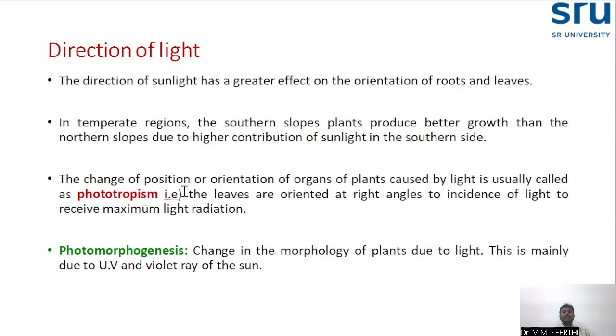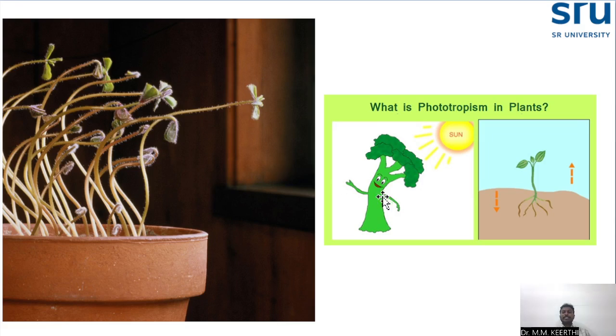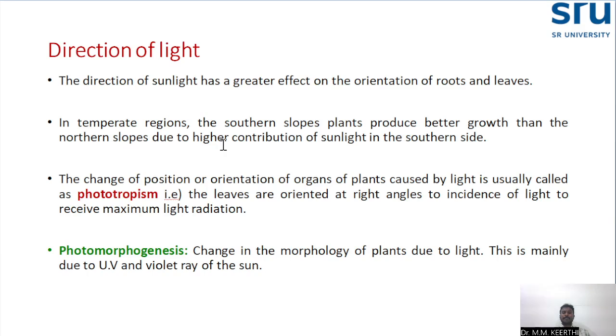Phototropism is the change of position or orientation of the organs of plants caused by light. You see this picture, you can easily understand these graphical pictures. The plant leaves are towards the sunlight. Where the sun is, they will move towards the sunlight, to get maximum sunlight, in the direction of the sunlight. So that is called phototropism.